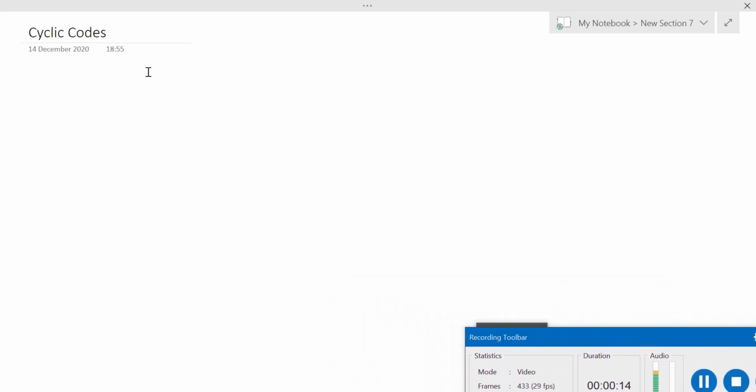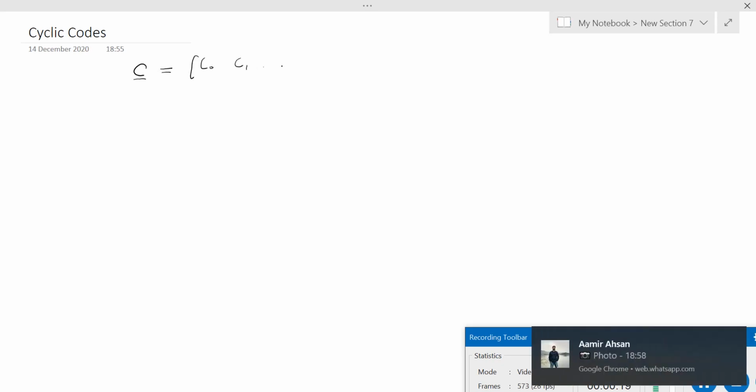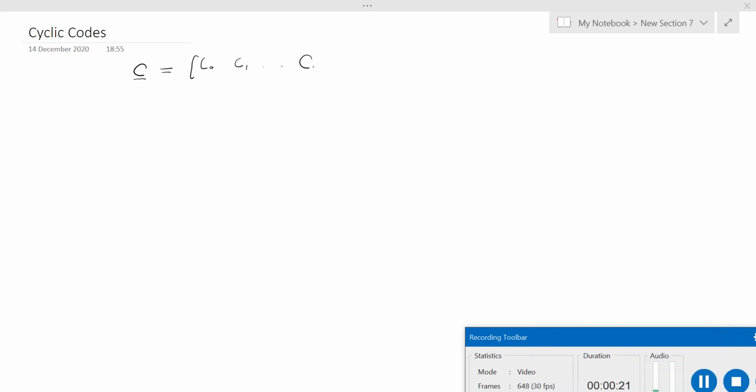So, you have a code c0, c1 up to cn minus 1. So we can alternatively represent a code as the coefficients of a polynomial. Suppose I define a polynomial c of x as the first term, constant c0, plus c1x plus c2x square, plus up to cn minus 1 x to the n minus 1.